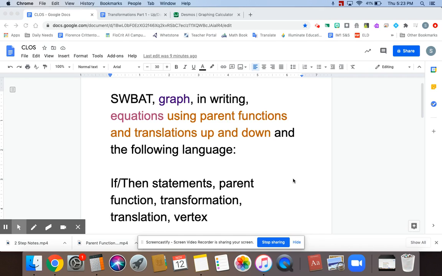The CLO for this lesson is that students will be able to graph and write equations using the parent function and translations up and down, as well as the following language: if-then statements, parent function, transformation, translation, and vertex. In your own words, what do you think you're going to learn how to do in this lesson?